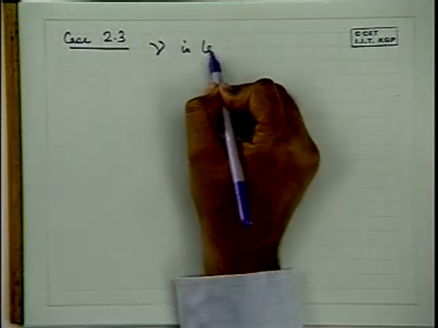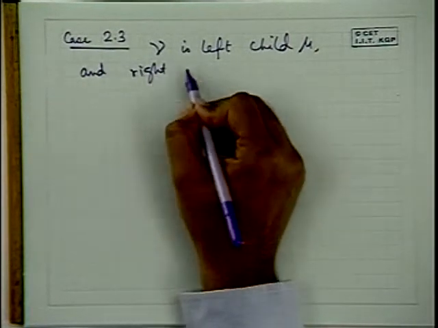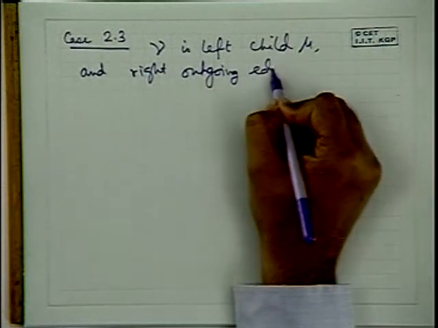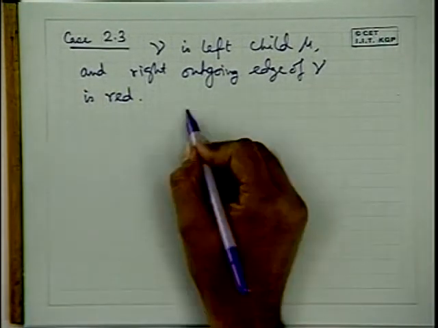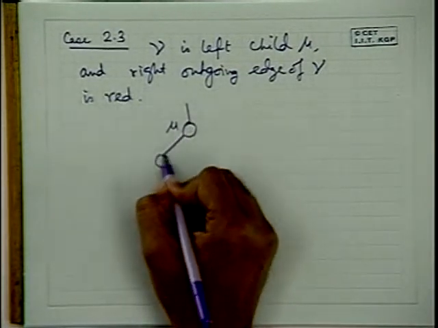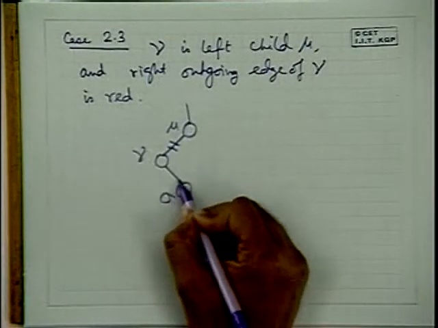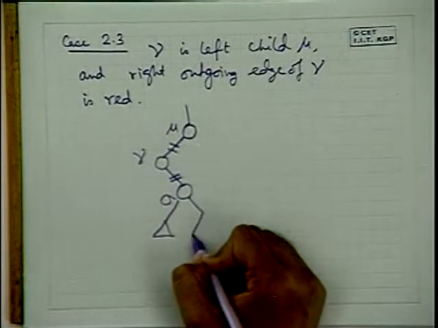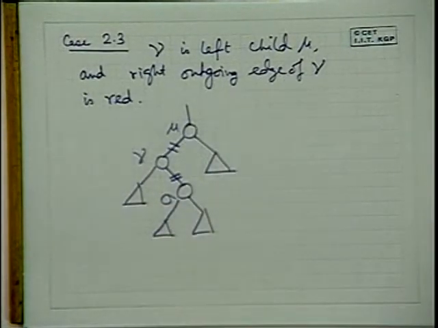Now case 2.3. So case 2.3 is nu is the left child of mu and the right outgoing edge of nu is red. Okay, so this is the situation now. So this is mu. So nu is the left child which is red. Now instead of the left child of nu becoming red, its right child is now red. Yes, somebody said it very correctly. So this is the situation now.